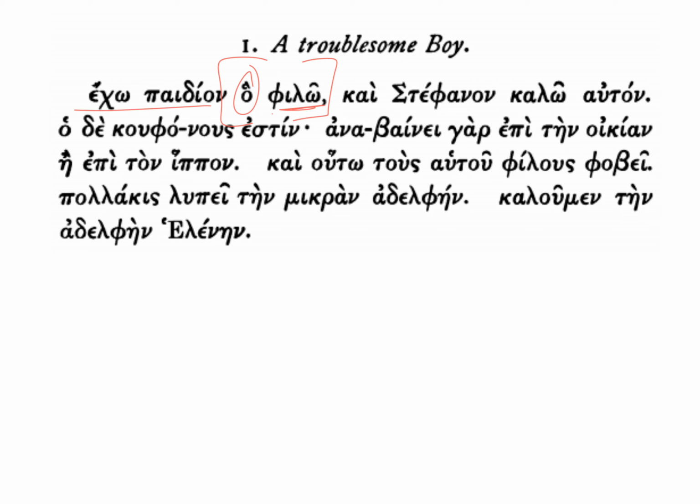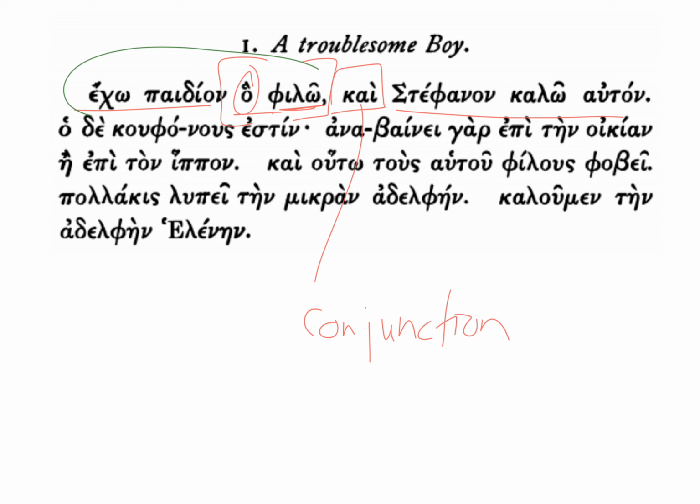I have a child, echo paidion, a child whom I love, and kai, I call him Steve, Stephanon kalau auton. Kai here is a conjunction. Remember, there are 8 parts of speech in the Greek language. You should review the video which explains parts of speech and be comfortable with the concept of a conjunction. The conjunction joins together two different things. Here we can see the conjunction kai is joining these two parts of the sentence, or really it's joining echo and kalau.